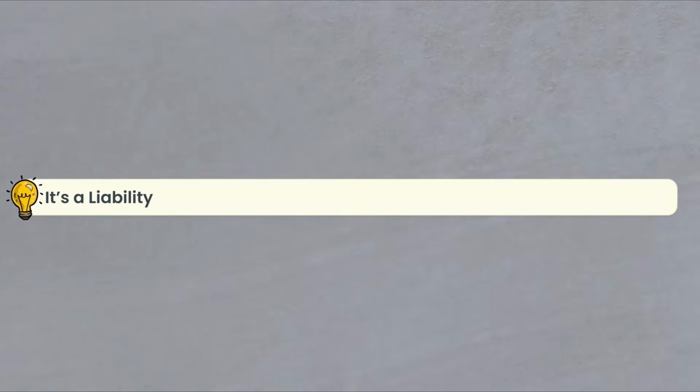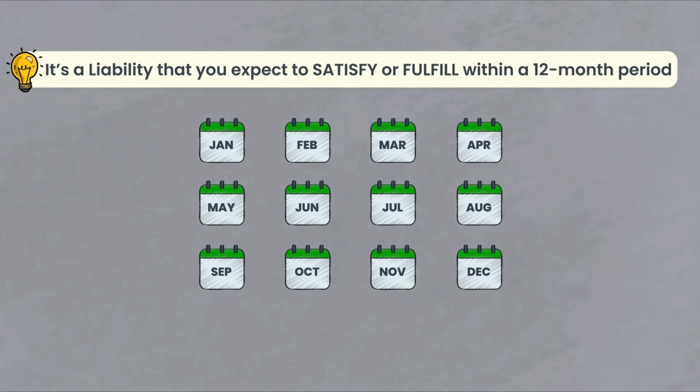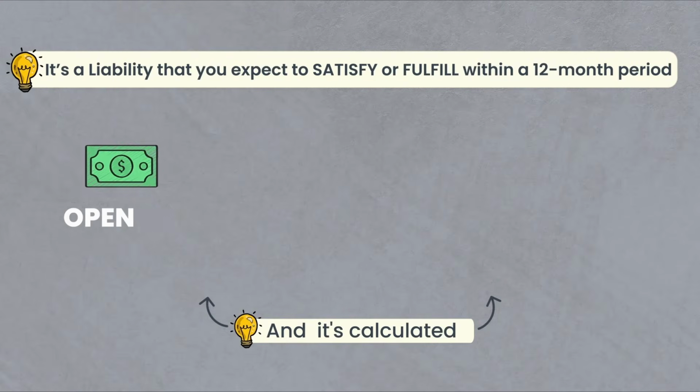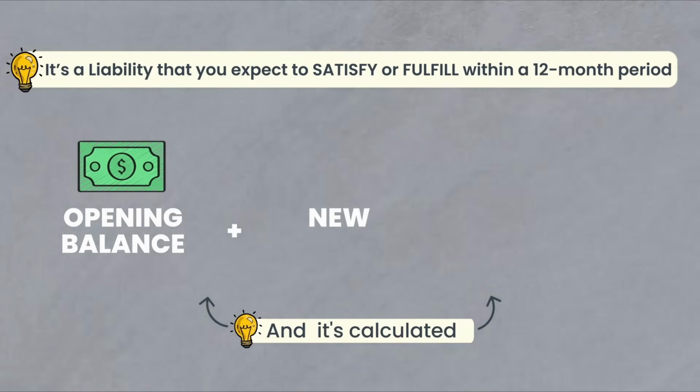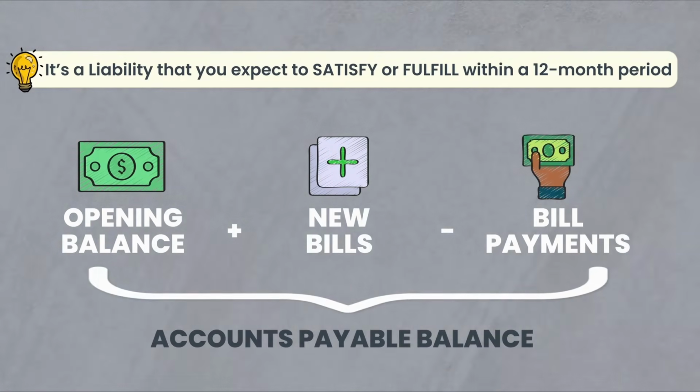Now, technically, accounts payable is referenced as a current liability, which means it's a liability that you expect to satisfy or fulfill within a 12-month period. And it's calculated by taking your opening balance, adding any bills that you receive from vendors, and subtracting out any payments that you then make to those vendors.